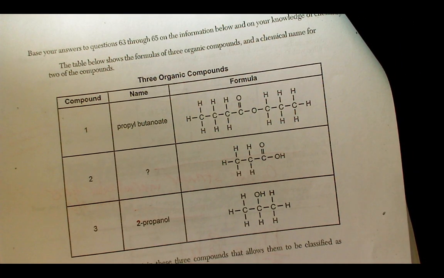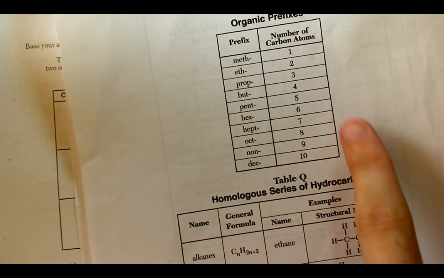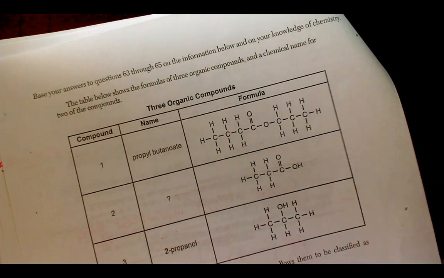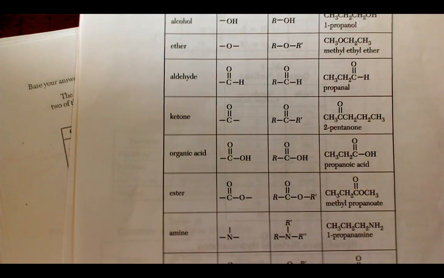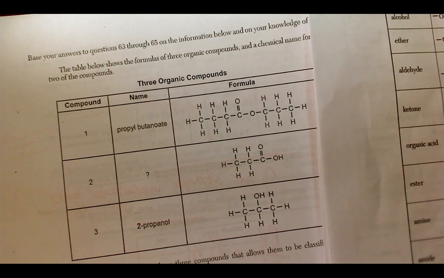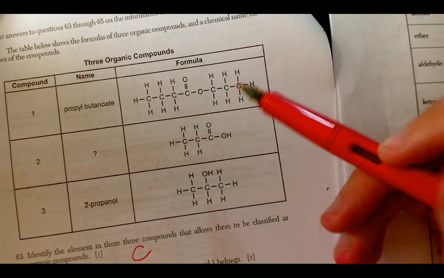So that is the other table. I just had this chart right here. We have the organic prefixes and the hydrocarbons. I'm just going to turn to the next page over. And that's this whole long table. Table R, where it has all the functional groups. So compound 1, we want to see what kind of molecule this is.